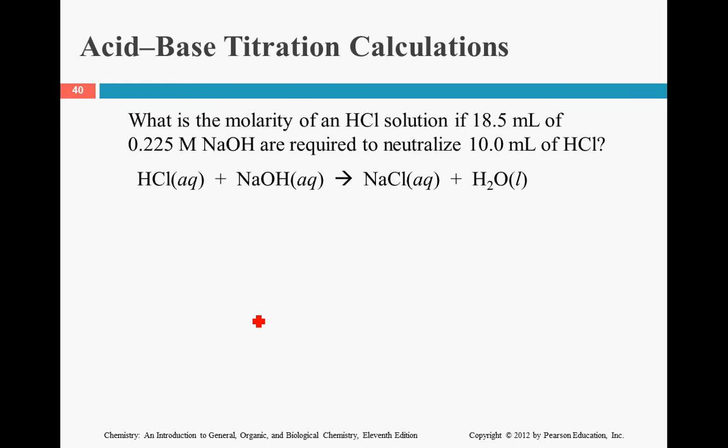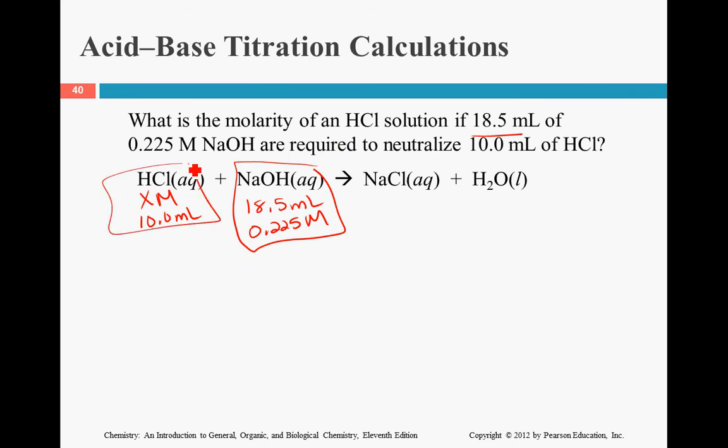What is the molarity of HCl? So we're looking for the molarity of this. If 18.5 milliliters of the NaOH, which is 0.225 molar, are required to neutralize 10.0 milliliters of HCl. Notice they give us all the information we need about NaOH, but they're asking about HCl. Because of that, we're changing compounds. That means we need to get into moles.